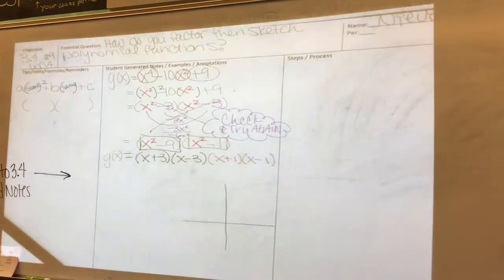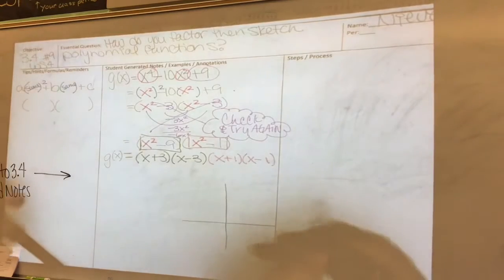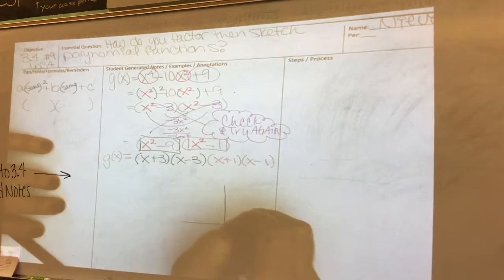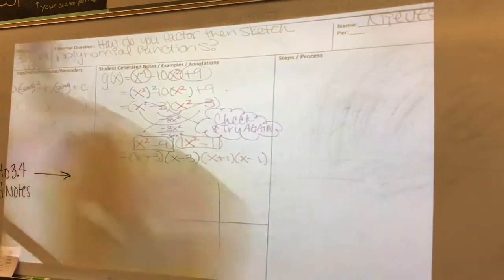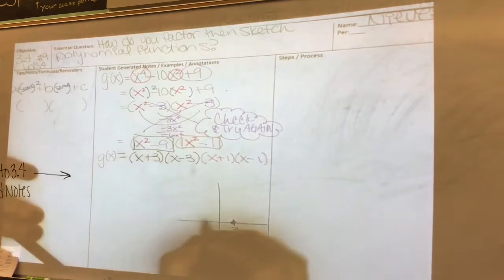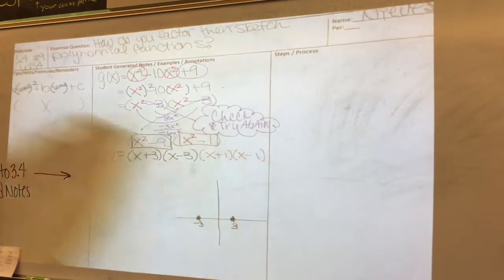Yeah, it's focused. Okay, so then I know I need to plot my intercepts. How many intercepts am I going to have? What do you think, Marcelo? How many am I going to have? Probably 4. 4. Okay, so what's the first one? 3. 3. Good. -3. -3. Got it. Good. 1. 1.